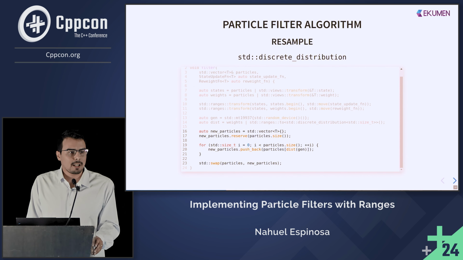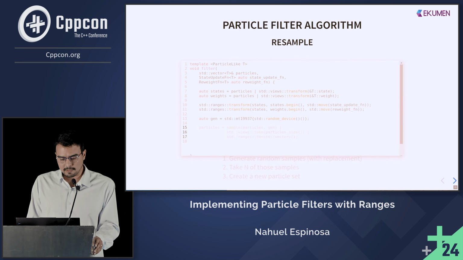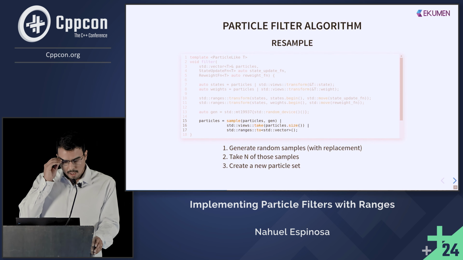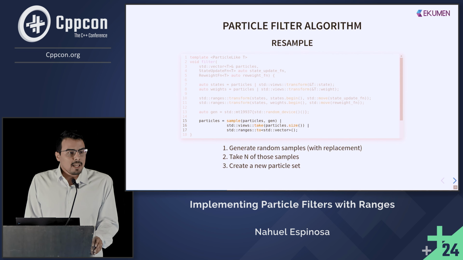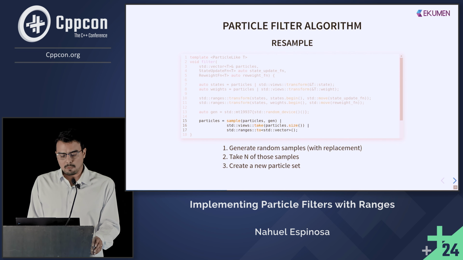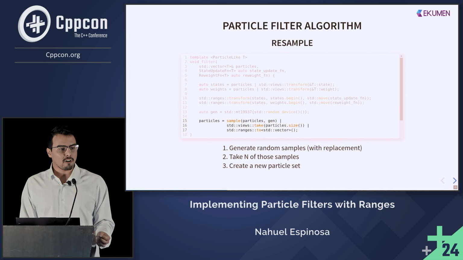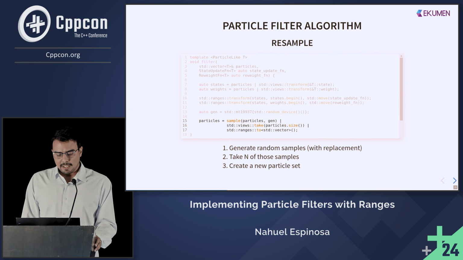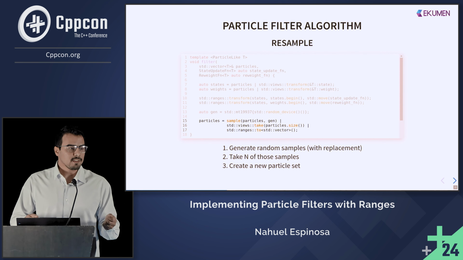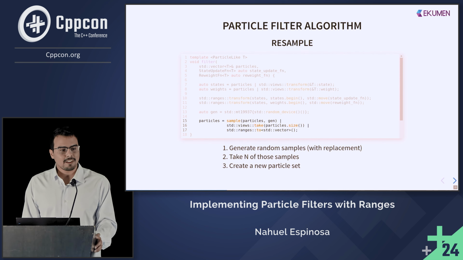Since we are using the ranges library, what I would like to write is something like this. This is a range pipeline with 3 steps. The first one is generating random samples from our original particle set. Here it says with replacement. That means that we can draw the same particle more than once. And this is an adapter that doesn't exist in the standard library, so we would have to implement it ourselves.